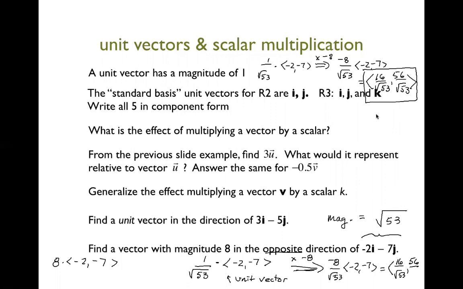Questions on that example? So that's an important skill to have. And rather than just memorizing a procedure here, it should make sense, right? If I want a vector with magnitude 8, I want to scale a unit vector by 8. So I have to find the unit vector. And the unit vector will be a scaled version of the given vector, scaled by 1 over its magnitude. Okay, any questions on that one? All right, let's look at another application example here.